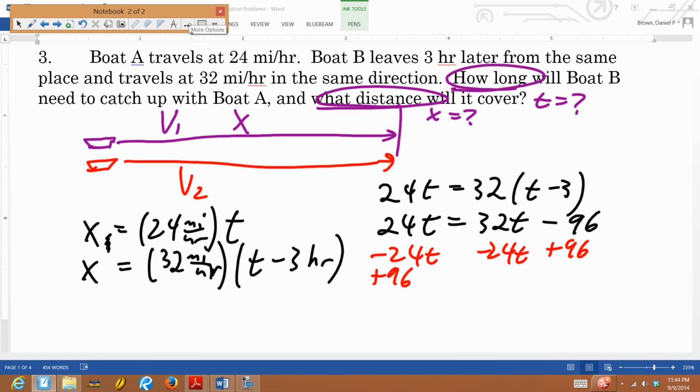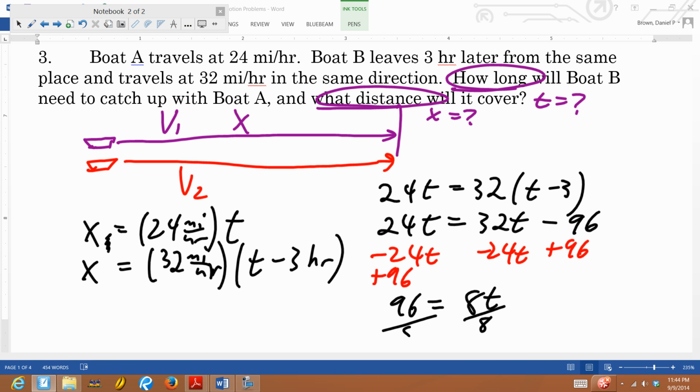And that's going to leave me on the left-hand side with 96, and on the right-hand side with 8t. Okay, and we can divide both sides of the equation by 8, and we can find out that t is equal to 12.